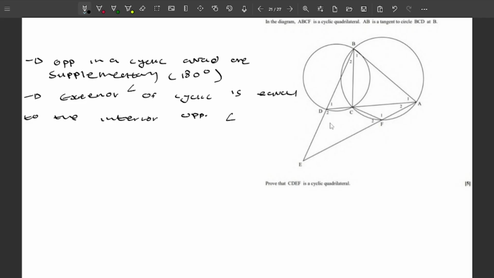It states in this question, quite simple, quite short, straight to the point: in the diagram, ABCF is a cyclic quad. AB is a tangent to circle BCD at B. Prove that CDEF is a cyclic quad. So that is what we are proving.